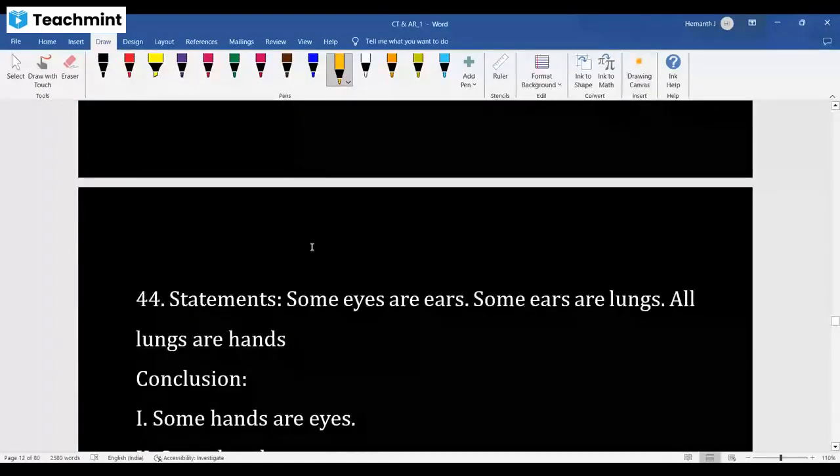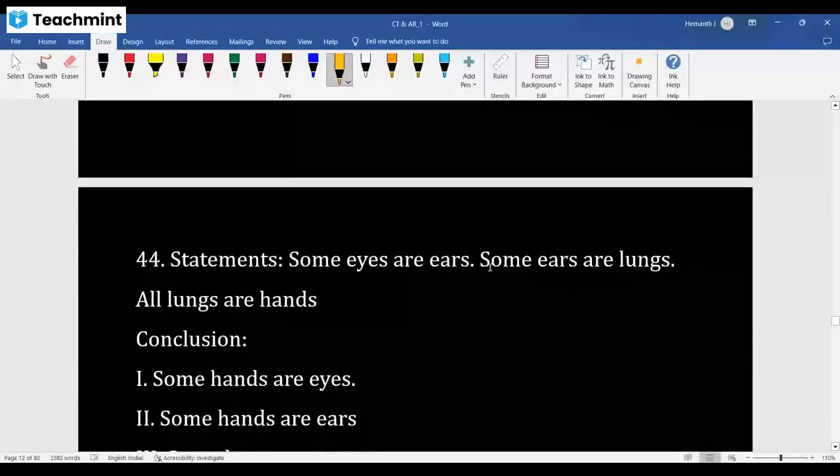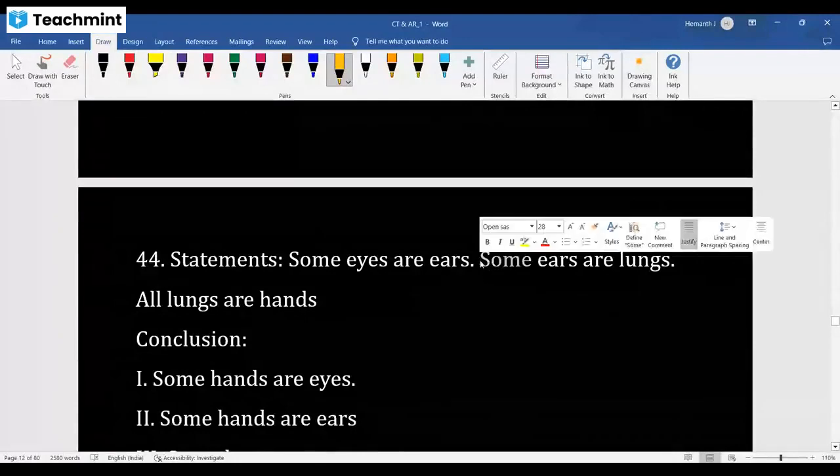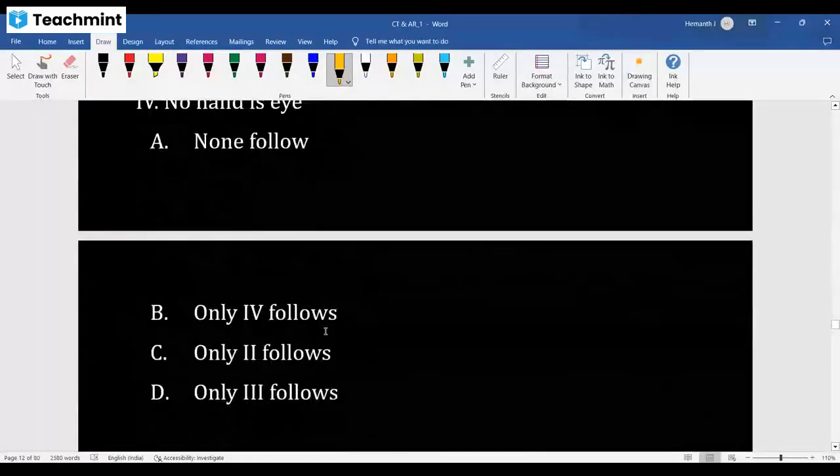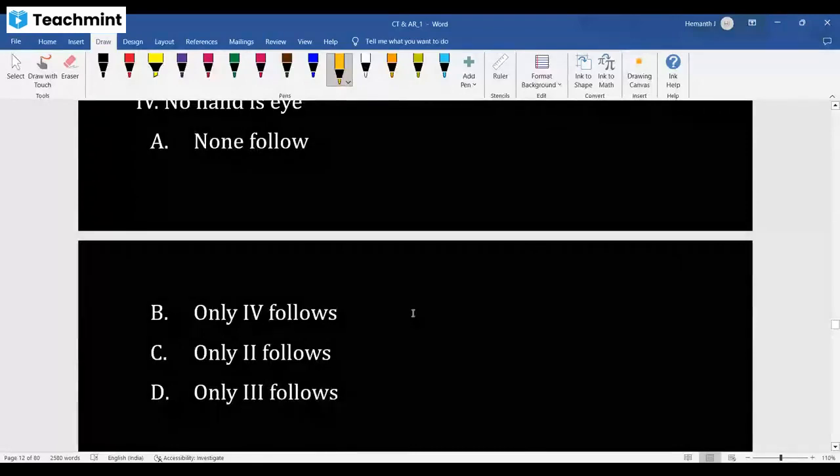Now, syllogisms again. There is no option called either-or. Don't worry. You can see none follow, only two, only three, only four. So you draw one diagram. In one diagram, if one among these follows, we'll see. Okay.